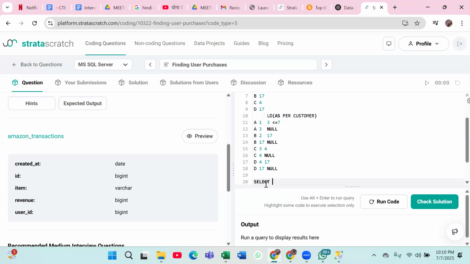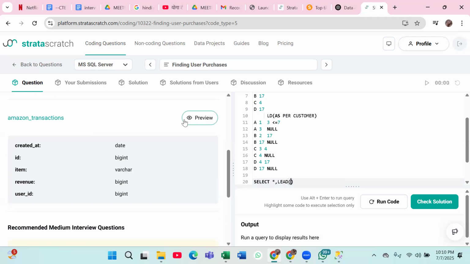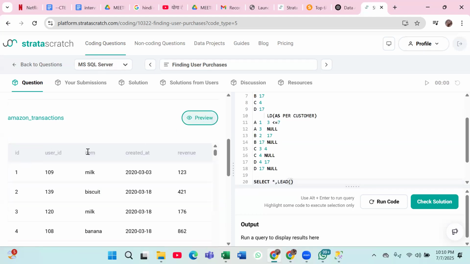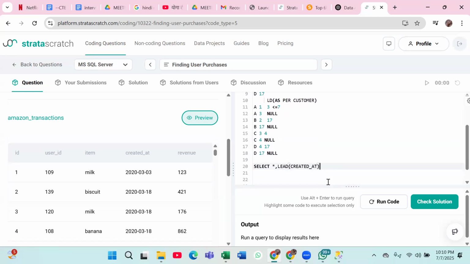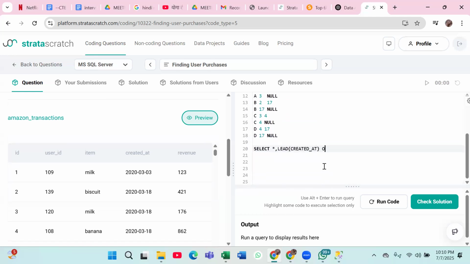So what will I have? How will I have my next number? With the help of lead. In which column will you have the lead? In created at, you have a date column. Here you can see that. So I'll write created at. According to each user, I want to do that. You guys can see my screen, right?